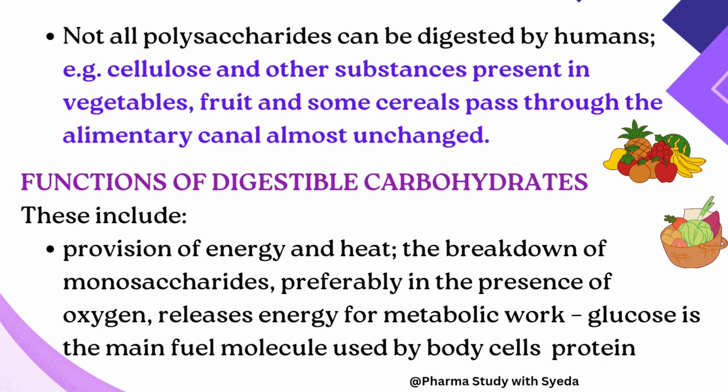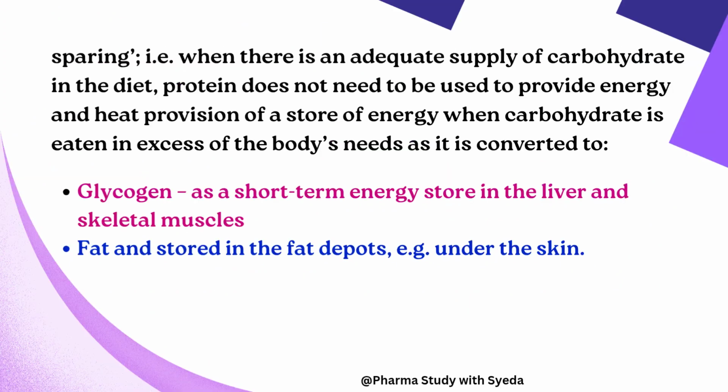Functions of digestible carbohydrates. These include provision of energy and heat. The breakdown of monosaccharides, preferably in the presence of oxygen, releases energy for metabolic work. Glucose is the main fuel molecule used by body cells. Protein sparing. When there is an adequate supply of carbohydrate in the diet, protein does not need to be used to provide energy and heat.